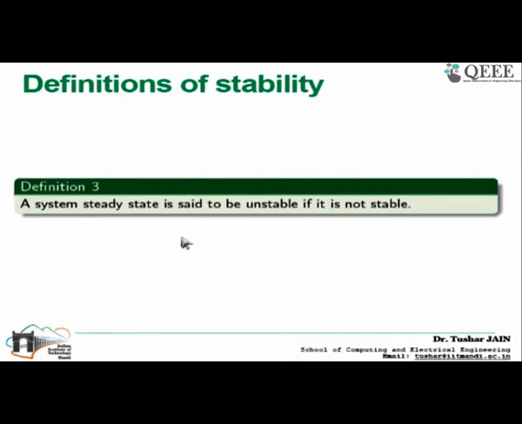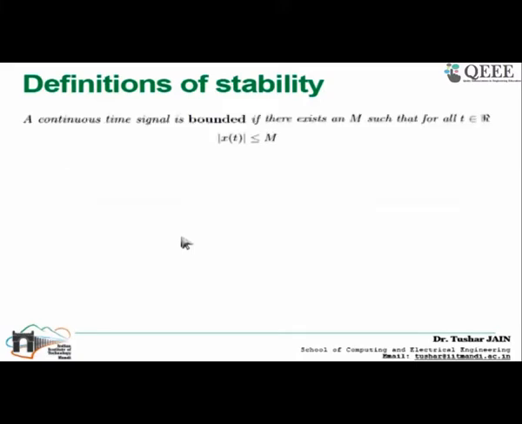Definition 3: a system steady state is said to be unstable if it is not stable, of course. All these three definitions apply to general systems. Either it could be a linear system or it could be a non-linear system. Now we'll start converging to the variants of these three general definitions for linear systems. First we'll see when you can say that a signal is a bounded signal. This will help us to define bounded input bounded output stability. A continuous time signal is bounded if there exists an M such that for all t belonging to the real numbers R it satisfies this condition. If it satisfies this condition, we say that the signal x(t) is a bounded signal.